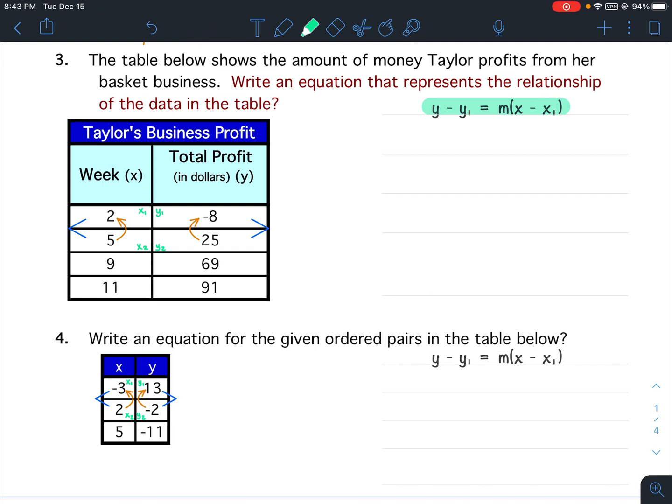And just a reminder, that is called the point-slope formula. It's point-slope form of an equation. So if we want to find the equation, we need to have the slope and any point from the graph. So let's start by finding the slope.